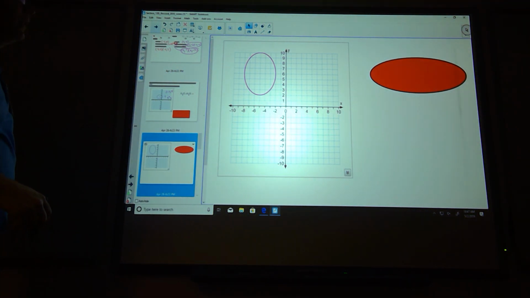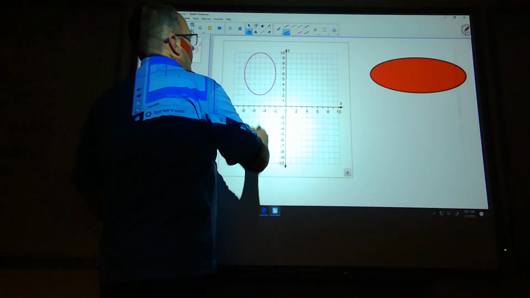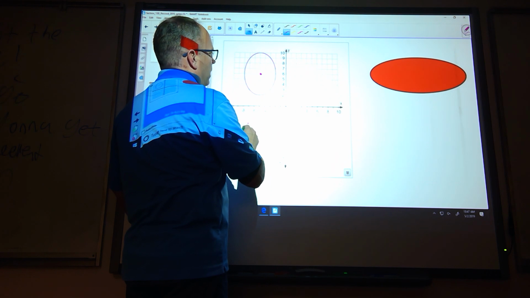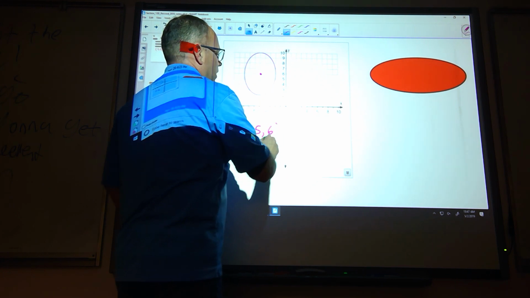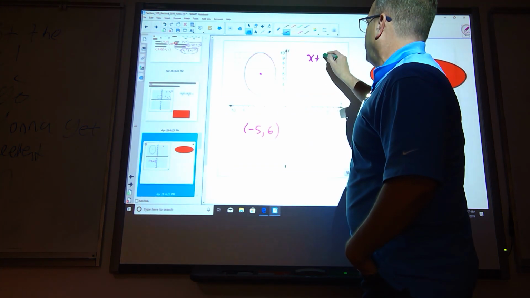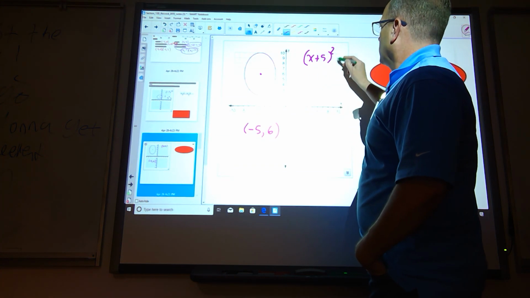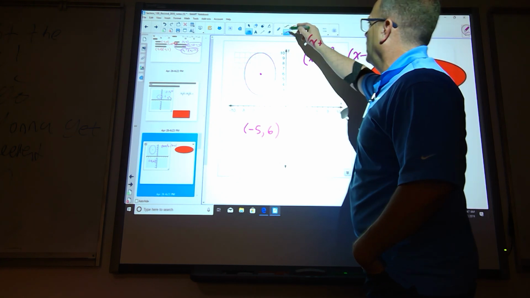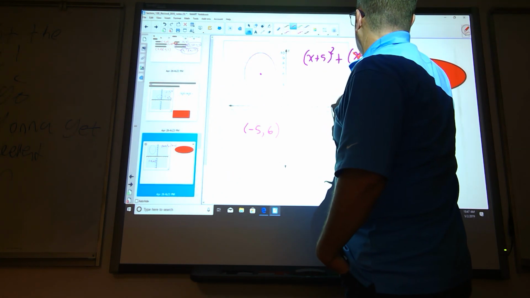The next one we don't know. Oh, good. Finally, I get to do one on my own. All right. There's my center. My center appears to be at negative 5, comma 6. Okay, so I know I'm going to get x plus 5 squared plus y minus 6. One of these days, I'm going to learn my alphabet.